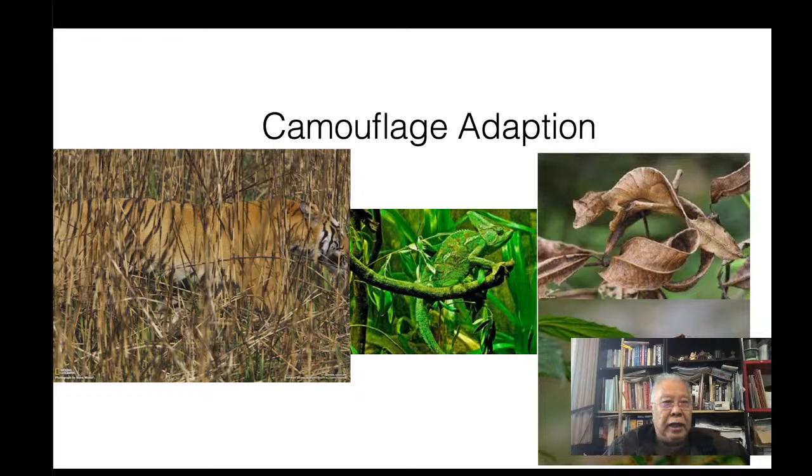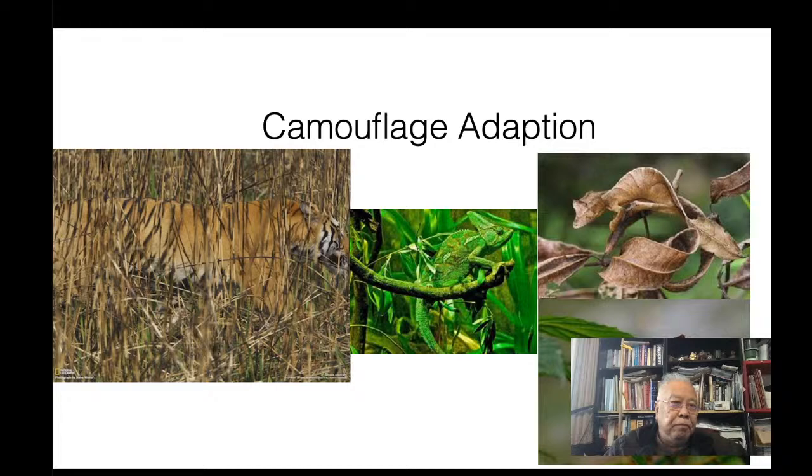Another method is by camouflage. So here, all the pictures have animals. The left one is a tiger. The middle one is a lizard. I don't know whether you can see the eye. The eye is somewhere here. And then on the right side, the two are two different insects. One on top and the other, they look like just leaves, yellow leaves, but they are insects. So by using camouflage, they can avoid being eaten.